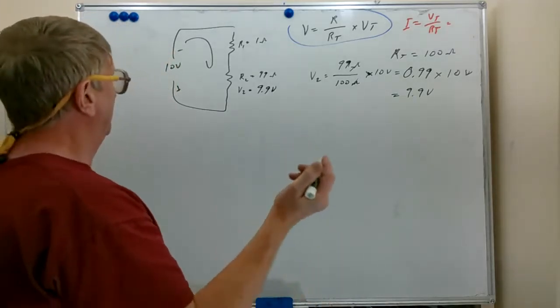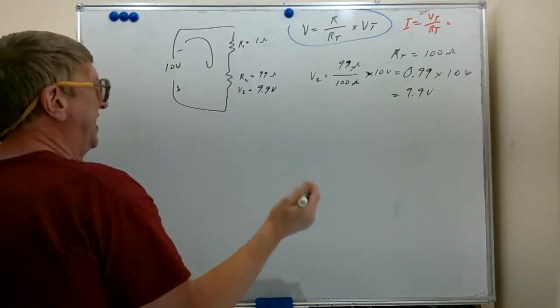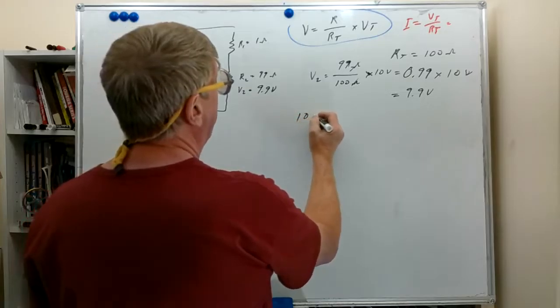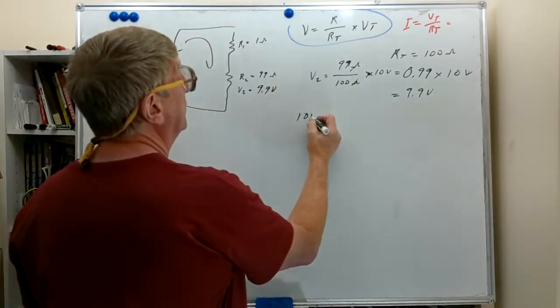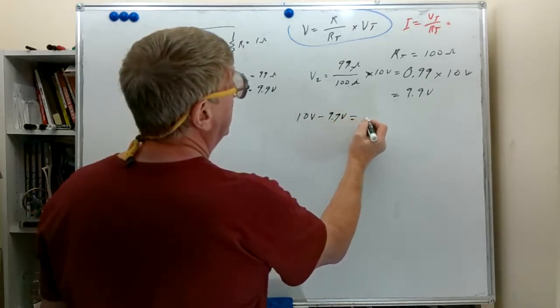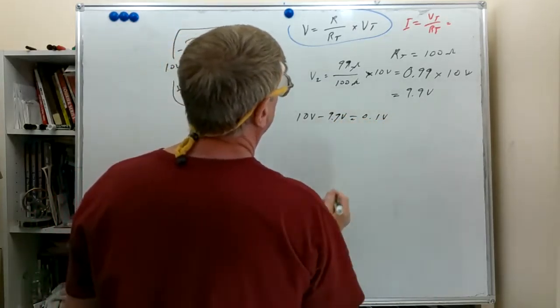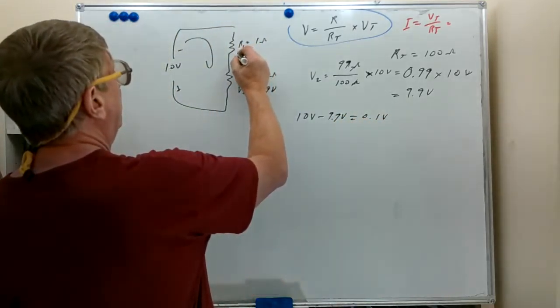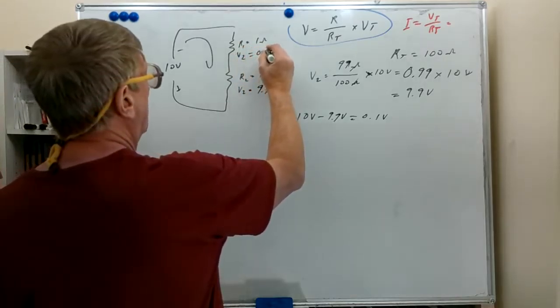What's V1? Well, V1 is the 10 volts minus the 9.9 volts. We'll do it that way instead of doing the voltage divider formula. 10 volts minus 9.9 volts equals 0.1 volt. So V1 equals 0.1 volt.